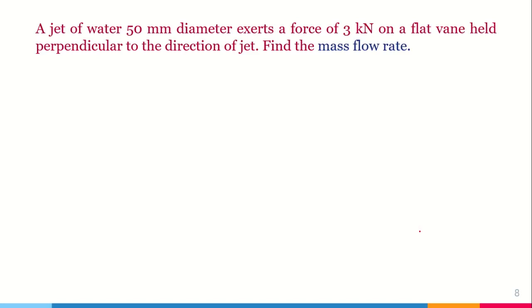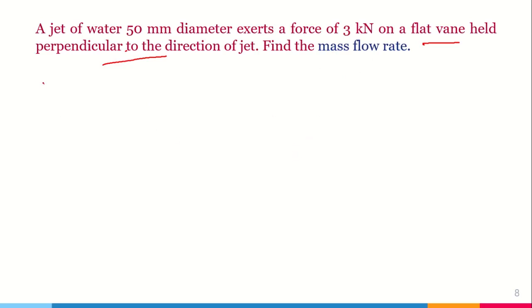Right. So the problem is: a jet of water 50 mm in diameter exerts a force of 3 kN on a flat vane held perpendicular to the direction of the jet. Find the mass flow rate. So here the diameter of the jet is given as 50 mm and the force is 3 kN, and it is told that it is a flat vane held perpendicular to the direction of the jet. So obviously it is a vertical case condition. He is asking us to calculate the mass flow rate. Mass flow rate means mass of the fluid flowing per second, which is rho AV. That is what we need to calculate.